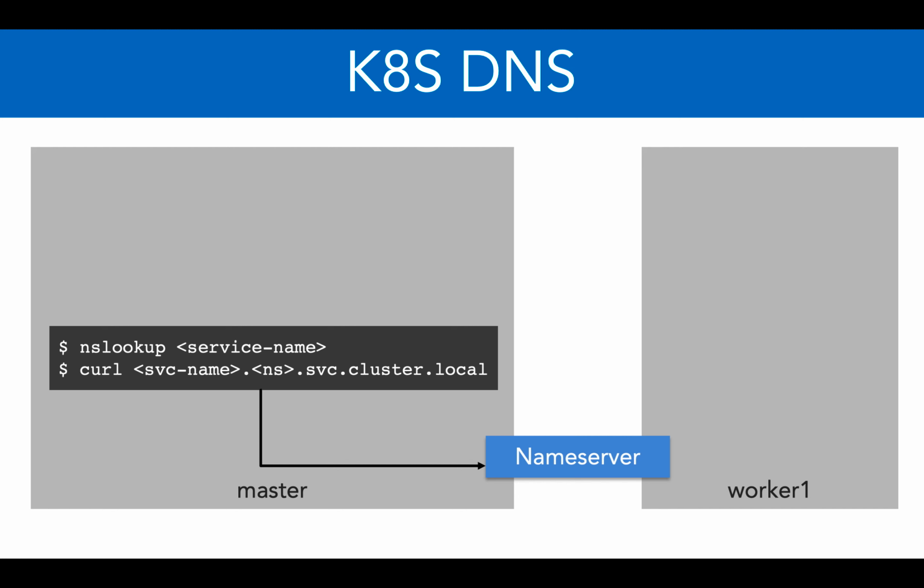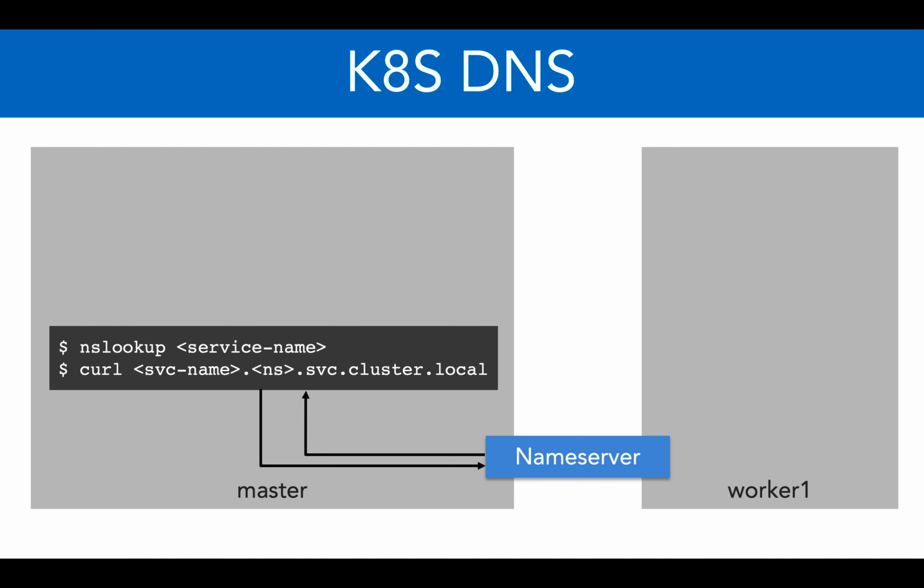But this name server does not have any information about the service name that you have typed, because the scope of the service name is within the Kubernetes world and within the pods. So this name server does not have any information whatsoever about the service name. So it will return that it did not find any IP address. So any one of these commands will error out.